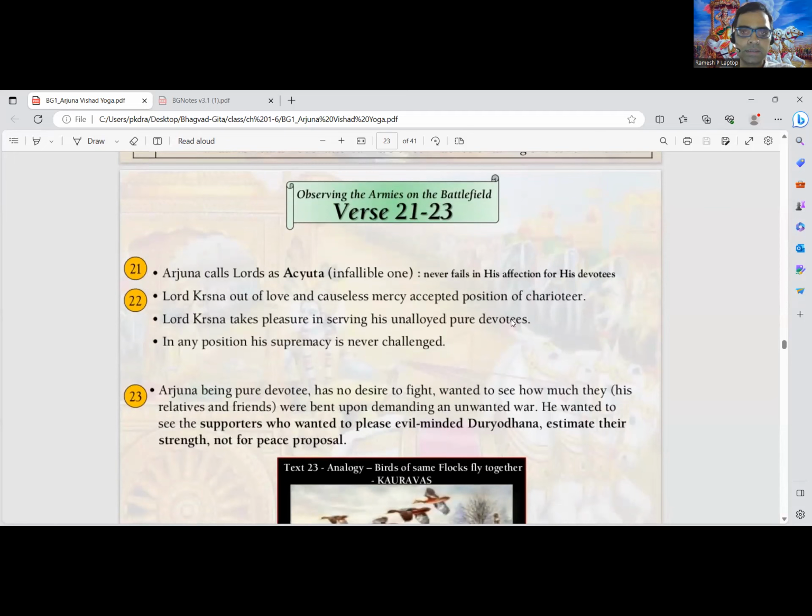And if you see the same thing, Lord Krishna, out of love and causeless mercy, accepted the position of a charioteer. So Lord Krishna takes pleasure in this. For unalloyed pure devotees who are on the transcendental devotional path, he does all these things. But here in the purport, Prabhupada has clearly mentioned that it does not mean that his position is challenged. He is always the Supreme Person.